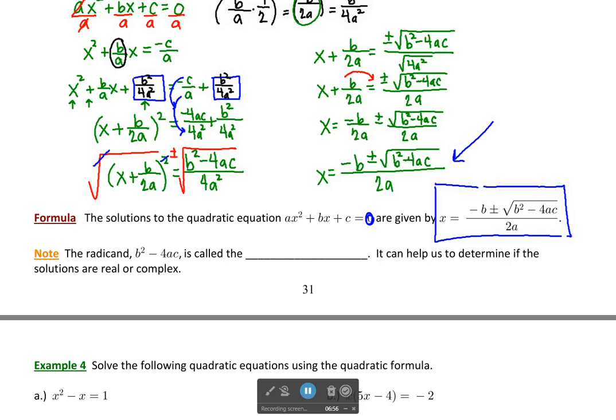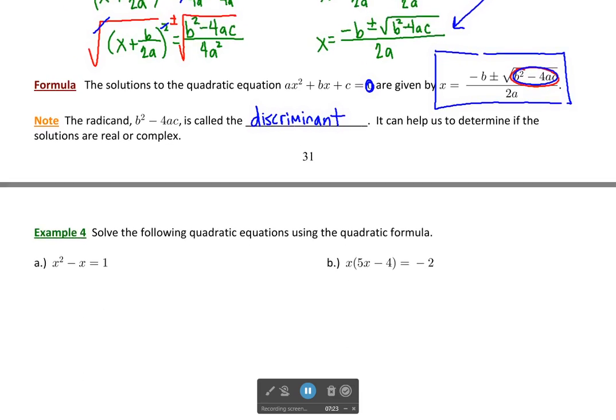Note the radicand, b squared minus 4ac, is what we call the discriminant. Just a little vocabulary for you here. It helps us to determine if the solutions are real or complex. So if that number is positive, we're going to get two real solutions. If it's 0, we're going to get something called a repeated root. And if it's negative, we'll get two complex solutions.